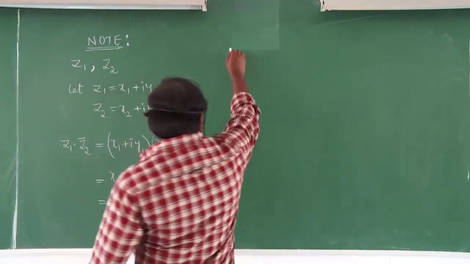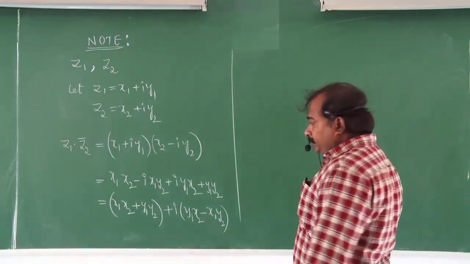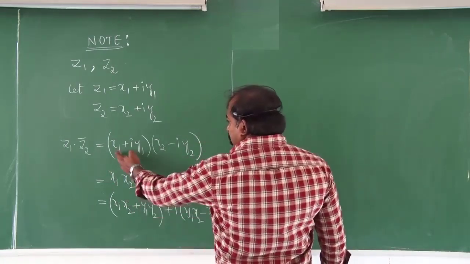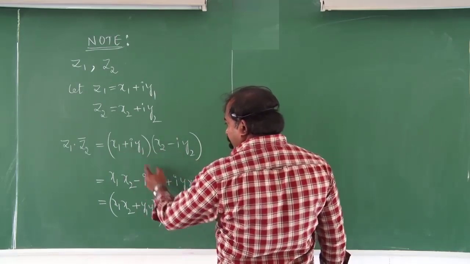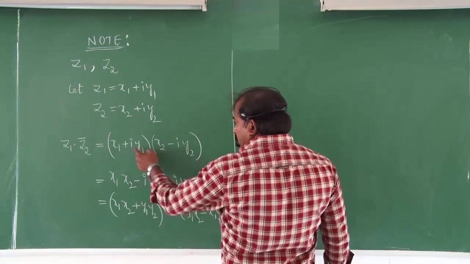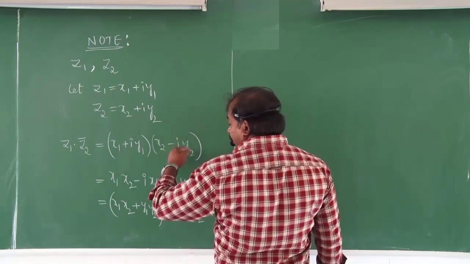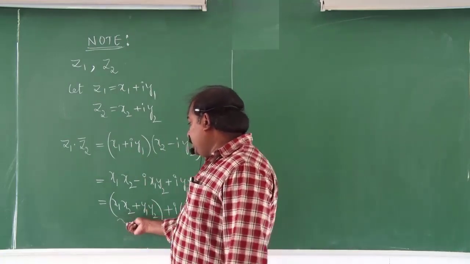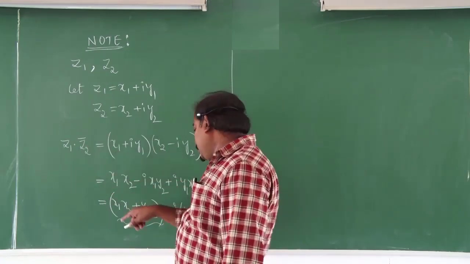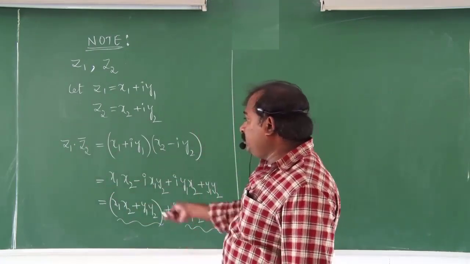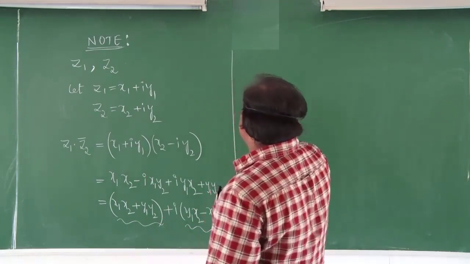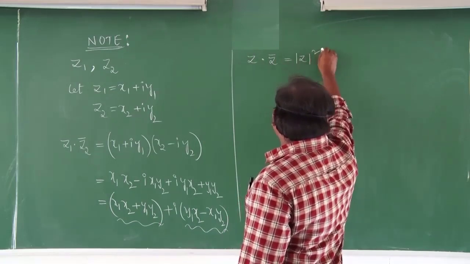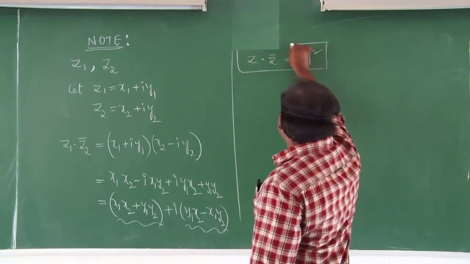If I multiply z1 into z2 conjugate, x1 plus i y1 into x2 minus i y2, of course x1 x2, of course minus iota x1 y2 plus i y1 x2. Generally minus will come, but iota square is there, iota square minus becomes a plus y1 y2. So this is the value. This is known as the real part of z1 into z2 conjugate, and this is the imaginary part of z1 into z2 conjugate. And one more thing, what is the value of z into z conjugate? Mod z square. This was already given. Okay, ma'am.